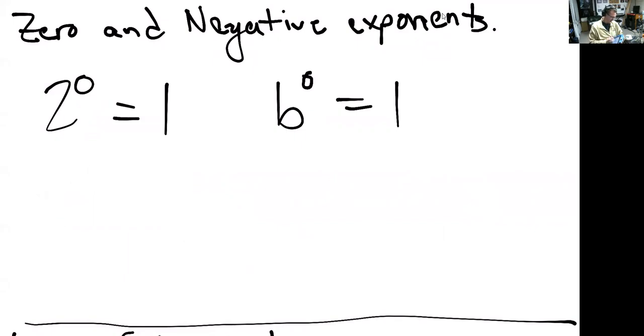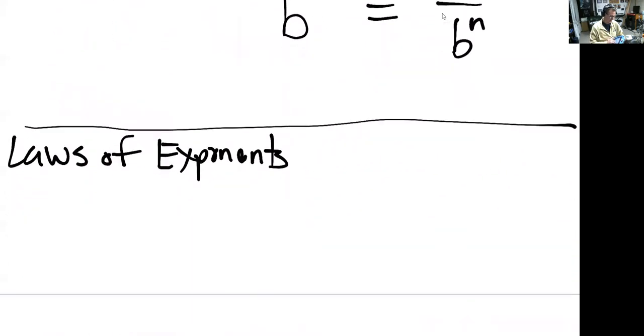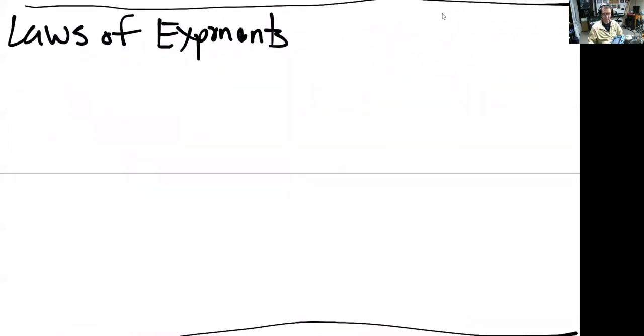But in general, if you have any base to a negative power, that's the same as 1 over the base to the positive power, right? So just two quick rules. We're about to get into lots more for how to manipulate these things and how to work with them, how to simplify fractions and things like that. So those are just two quick, simple, sort of stranger cases of exponents.